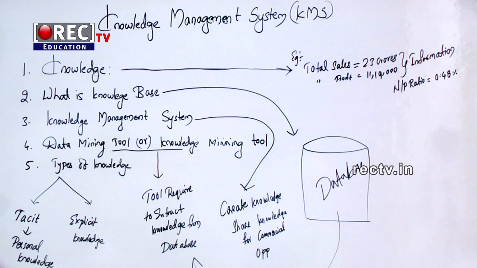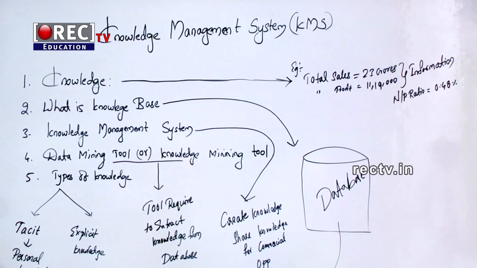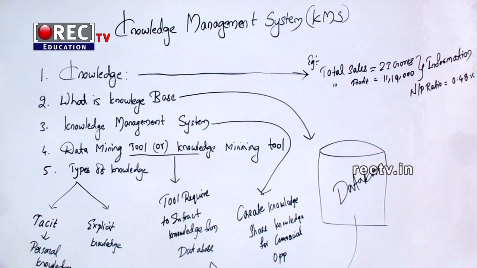Now let us see what is meant by knowledge base. It is a database where the knowledge of different people of an organization is stored. This database is replaced with a knowledge base. Let us consider a simple example to understand what is meant by a knowledge base.